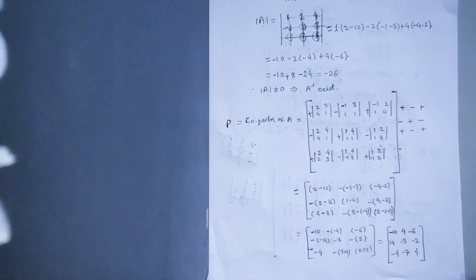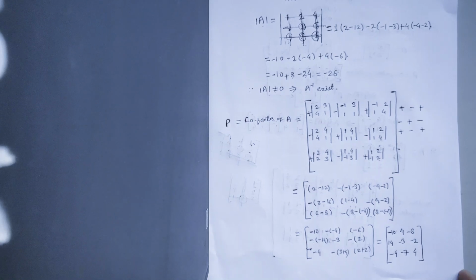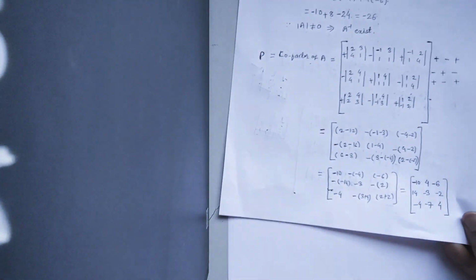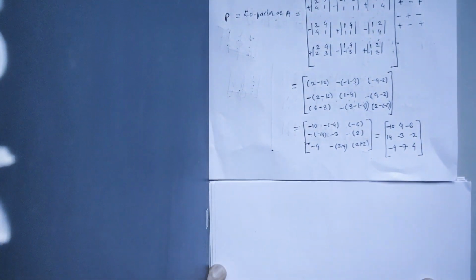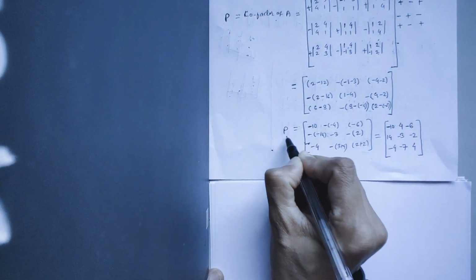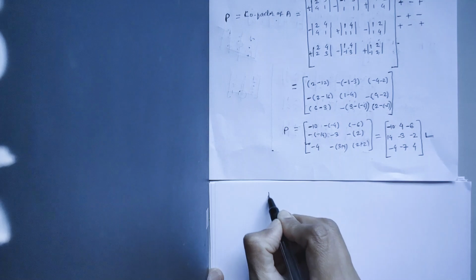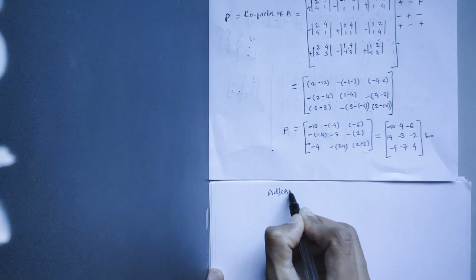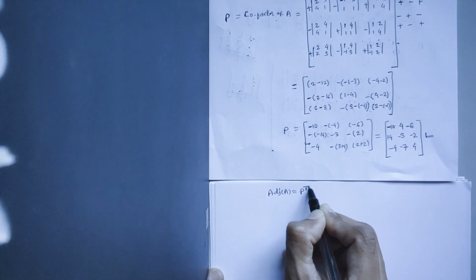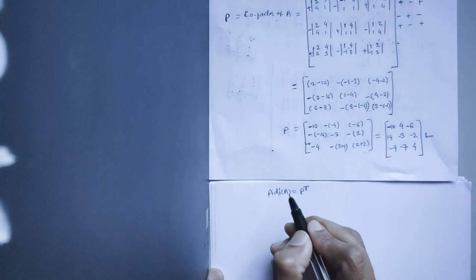All right, just check out the calculation, so minus 10, 4, minus 6, 14, minus 3, minus 2, minus 2, minus 7, and 4. All right, just check out the calculations. I hope you understand it well. Now we will continue. So what I do, I'll just take the transpose of this matrix. So this is my P matrix, and adjoint of A will be P transpose, okay.